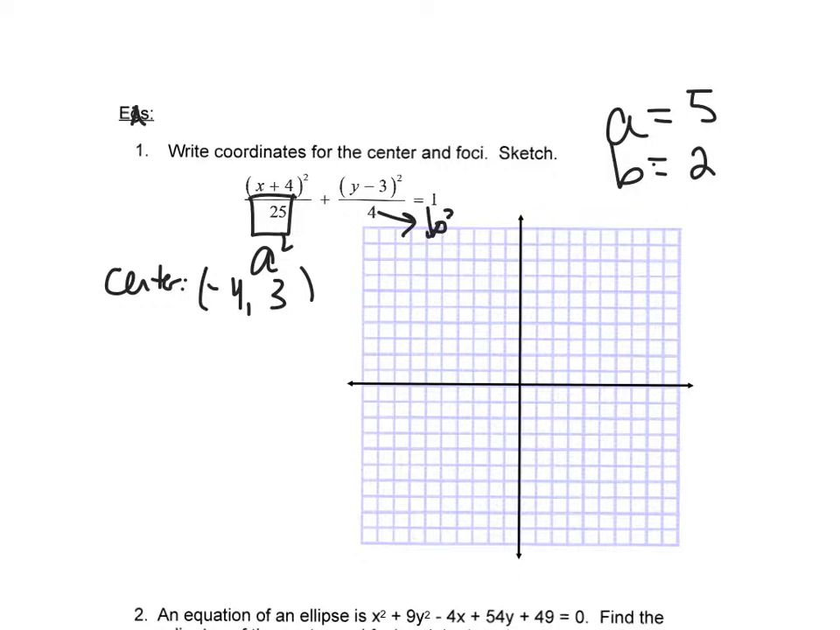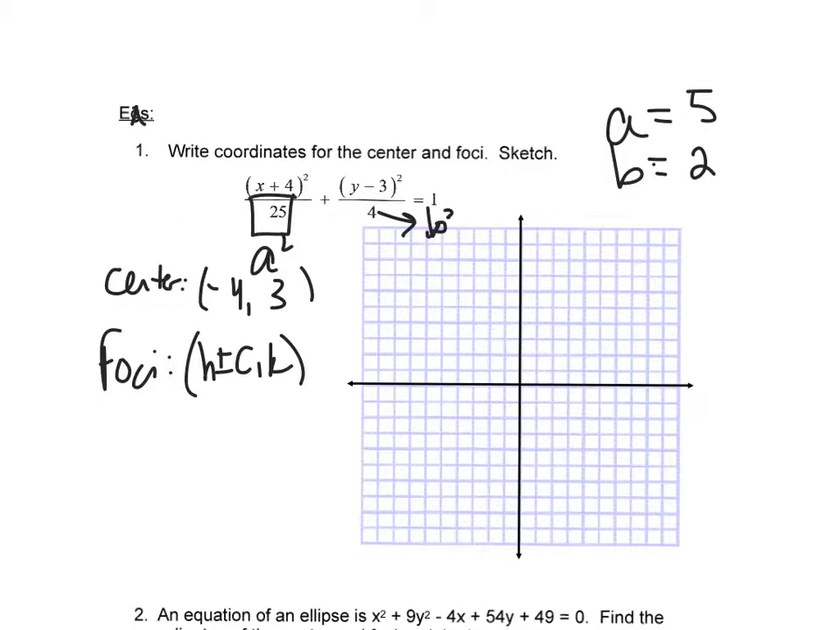Okay, so it says write the coordinates for the center and the foci. We already have our center. Now we need our foci. So if it's a horizontal ellipse, remember your foci are just your H plus or minus C, comma K. Now, we need to figure out C.